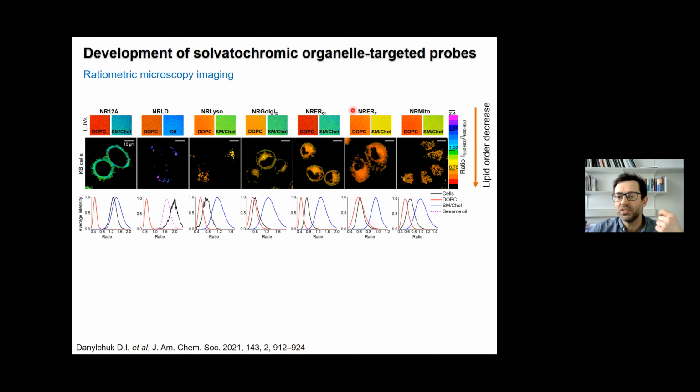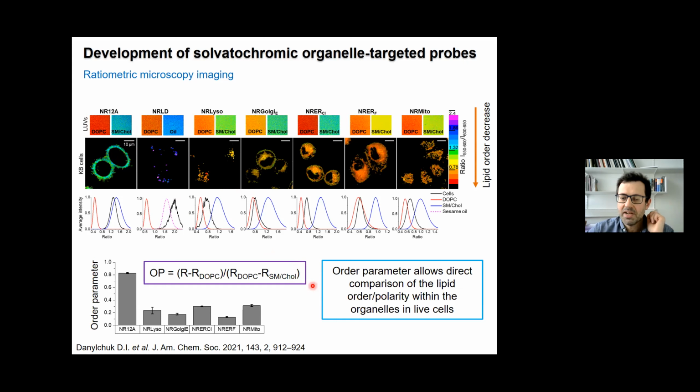For each case, we did the same, and you can see that their response to lipid vesicles is a bit different for each probe. But then we can use this to interpret the results. For lipid droplets, it was different, we needed oil. And then we introduced a quantitative lipid order parameter, where we relate the color to these two. Depending on whether this color is closer to this one or to this one, we can conclude whether it is rather ordered or disordered.